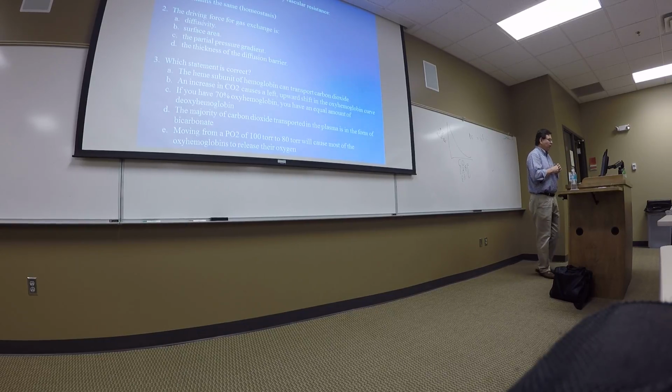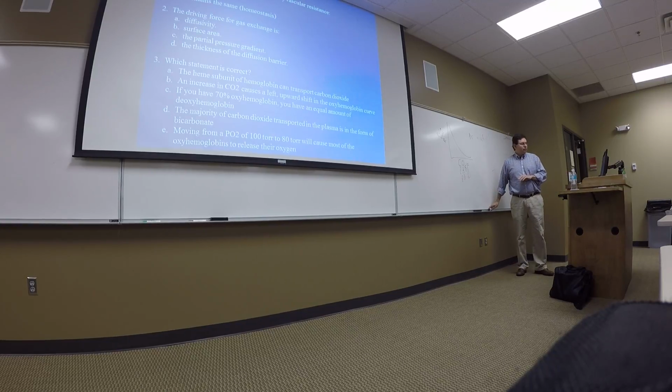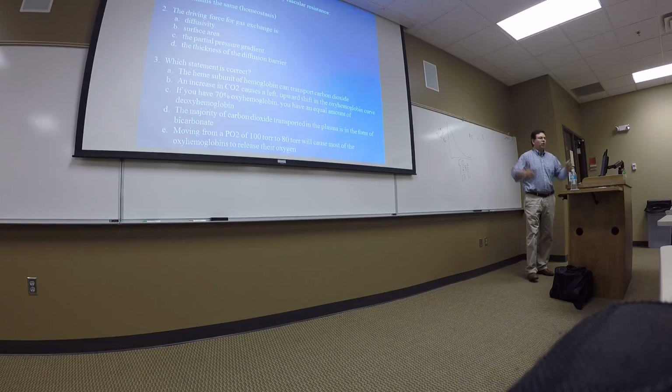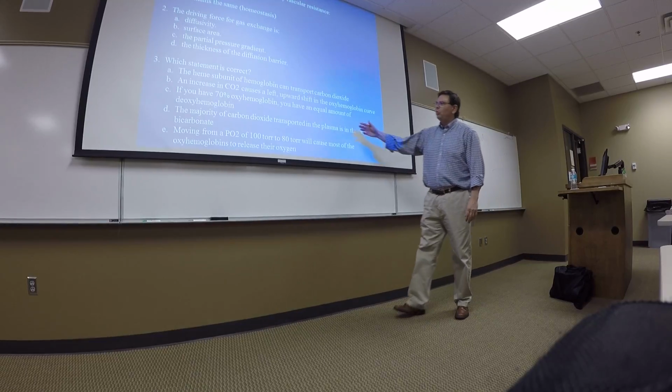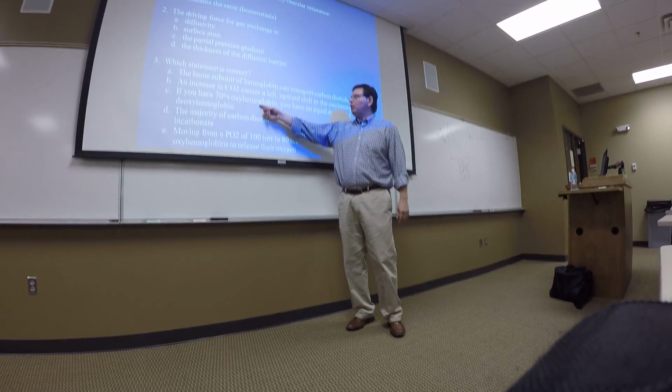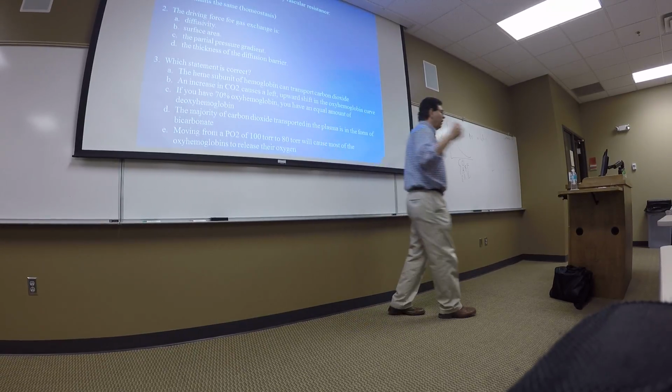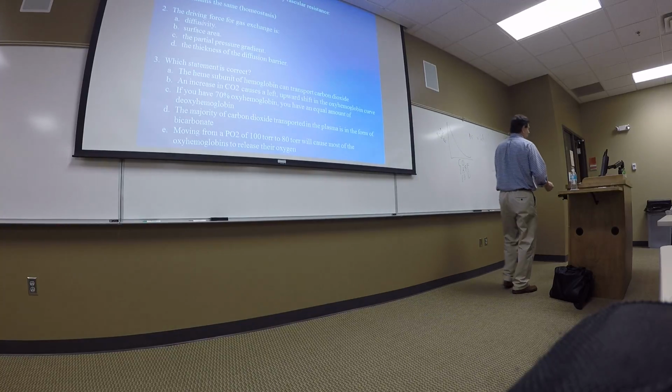If you have 70% oxyhemoglobin, you have an equal amount of deoxyhemoglobin. How much deoxyhemoglobin would you have? 30%. You only have 100% hemoglobin. So if you have 70% oxyhemoglobin, that means you would have 30% deoxyhemoglobin.